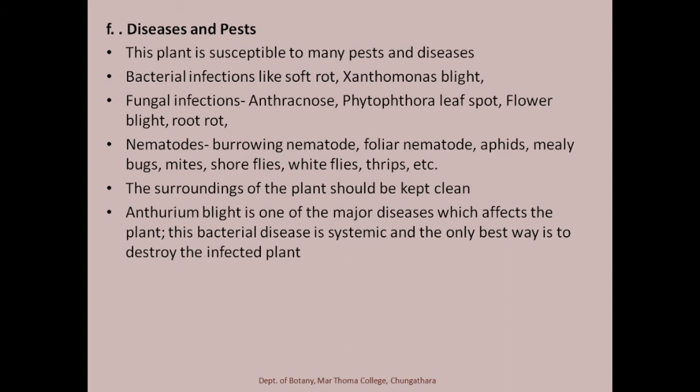This is a systemic disease, and the only thing we can do is destroy the affected plant completely and isolate it from the other plants so that it does not affect them. One thing that can be done is quarantine of the plants. That is, plants which are brought from abroad or from other places can be quarantined and checked for such diseases. If they are found to possess such diseases, they can be destroyed completely. And only if they are found to be free from such infections can they be planted along with the others.